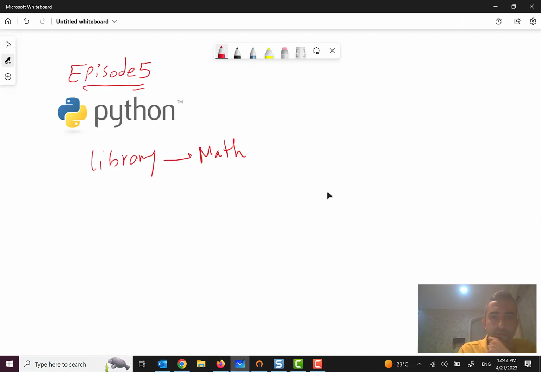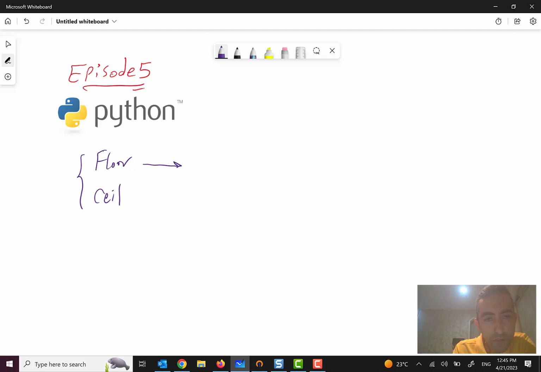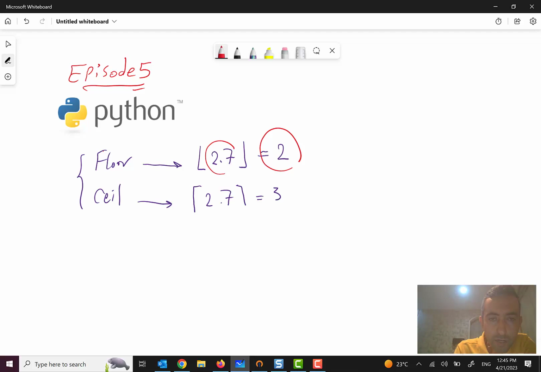For example, we have two basic functions, floor and ceil. As the names tell us, floor will be the floor of a number. For example, for 2.7, the floor of it would be 2, and ceil would be the next one. So you can see this number is the floor of the main number here, and this number is the ceil of the main number.